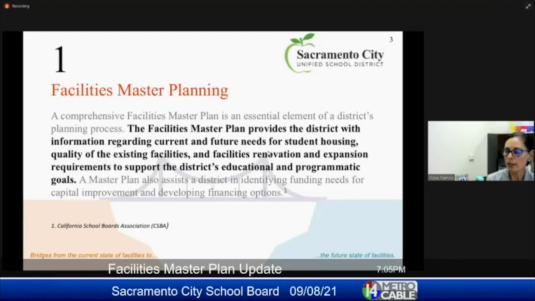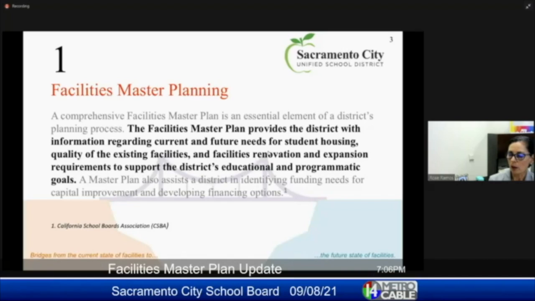And in this particular case, it's what is the plan for repairing, for addressing, for improving our facilities over the next 5 years, and what are those costs? And in addition to that, of course, most importantly, what was the methodology? What tools did we use to come up with this? So reading again from this definition, the facility master plan provides a district with information regarding the current and future needs for student housing. That means classrooms, of course, quality of the existing facilities, and facilities renovations and expansions that are required to support a district's educational and programmatic goals.